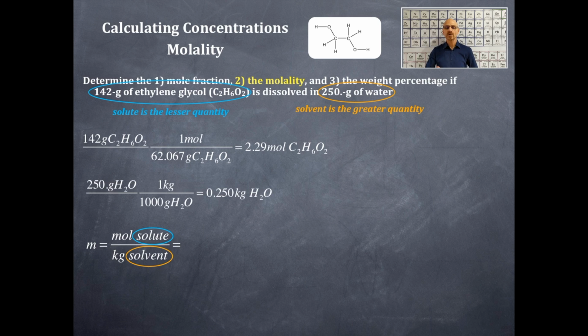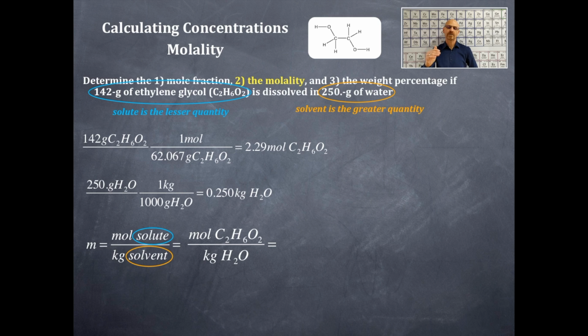Now I'm going to convert the 250 grams of water into kilograms of water. That's really effectively moving the decimal 3 places to the left. And now I got 0.250 kilograms of water. Now I'm going to plug that into this equation for the molality.